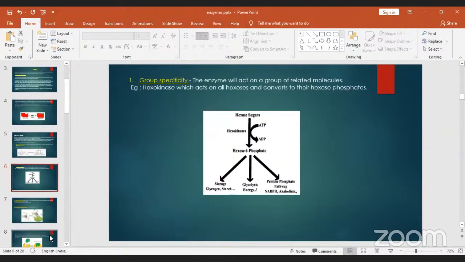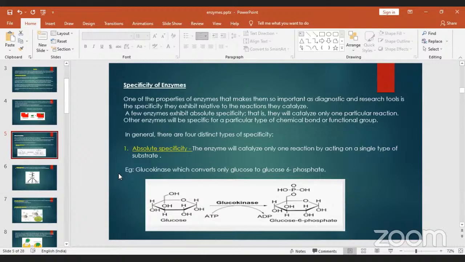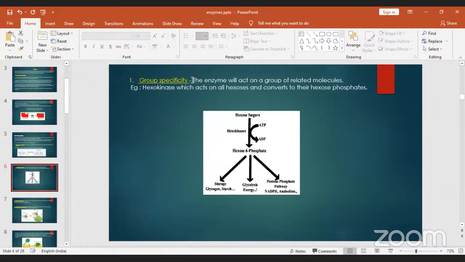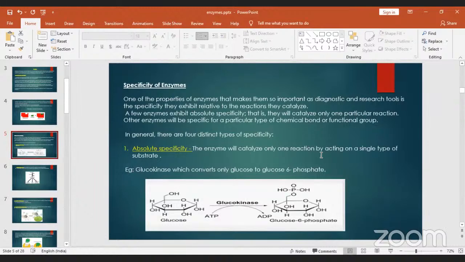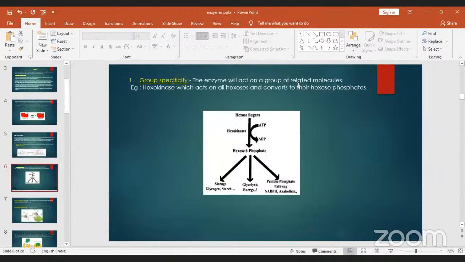The second one is group specificity. In group specificity, the enzyme will act on a group of related molecules. As in the first case, the enzyme catalyzes only one reaction on a single type of substrate, but in group specificity, enzymes act on a group of related molecules. For example, hexokinase acts on all hexoses and converts them to their hexose phosphates.